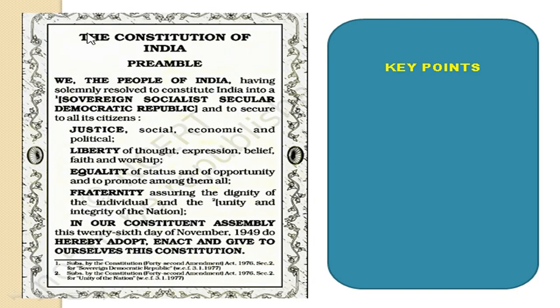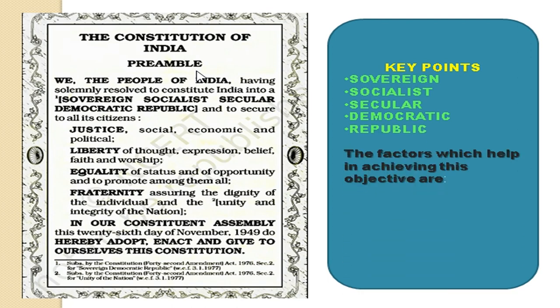Now let's discuss all the key factors which are present in this whole preamble. The first one is sovereign. What do we understand by the word sovereign? Then we have socialist, secular, democratic, and republic. There are so many factors which help in achieving these objectives. Basically, these are the factors that we are going to discuss in this particular video. The first is justice, liberty, equality, fraternity. So let's discuss one by one.